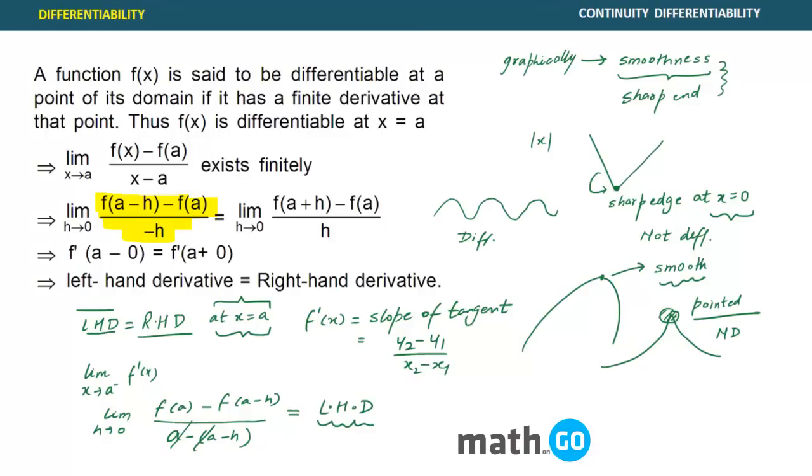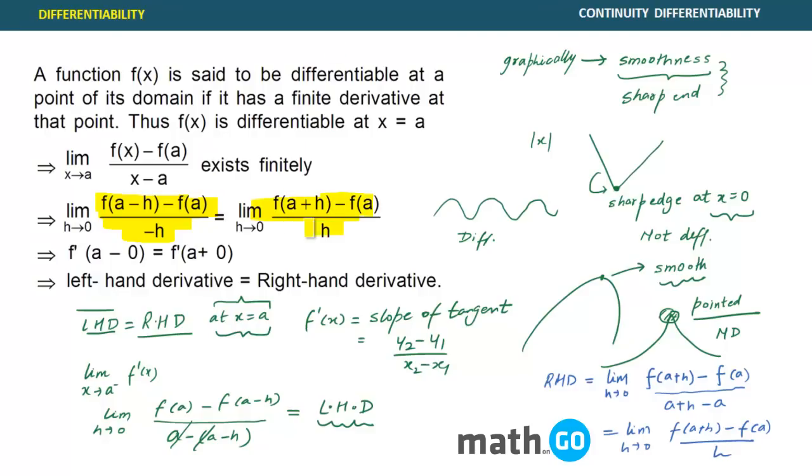Similarly, you can calculate the RHD. RHD can be calculated in a very similar fashion. Again, limit h approaching 0 of f of a plus h minus f of a, where this is y2 and this is y1, upon a plus h minus a, and you will get your answer for the RHD also. Got it? This is how you should remember it, because this is the concept involved in finding the left hand and right hand derivatives. This is exactly what is written over here. These two values should be equal for a function to be differentiable at a point. And again, differentiability is a property of a point. You check differentiability at a point. Okay, clear?